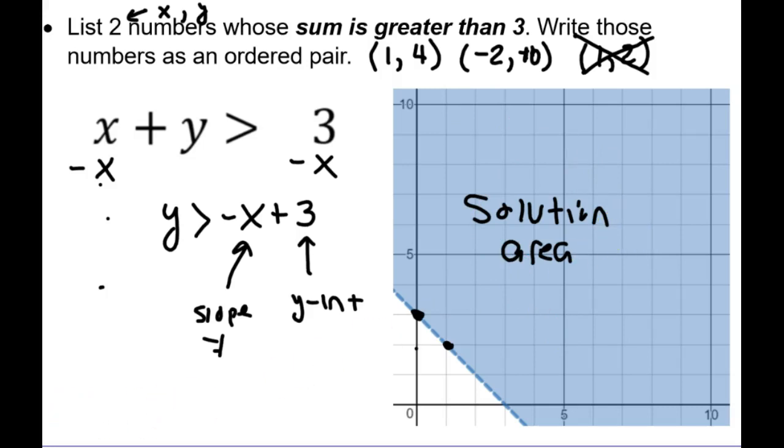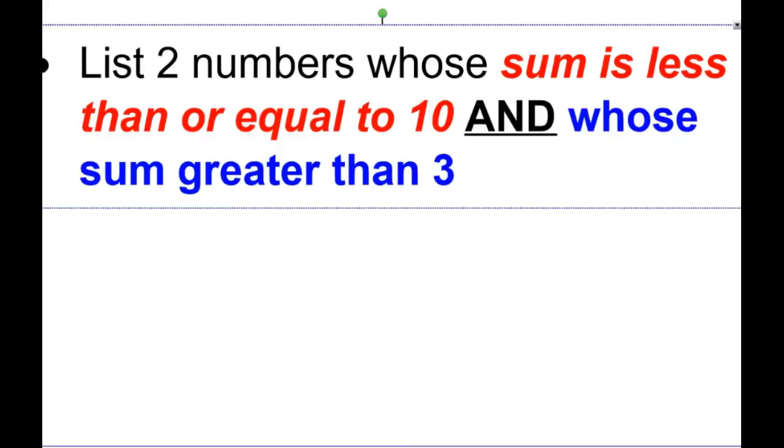And this brings me now to the punchline. What is a system? Well, a system of inequalities is when we combine two of these statements together. So asking this question: list two numbers whose sum is less than or equal to 10, and also whose sum is greater than 3. So we need a pair of numbers that are going to accomplish both things. That will be a solution to both the red and the blue graph.